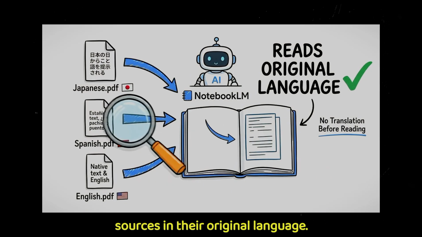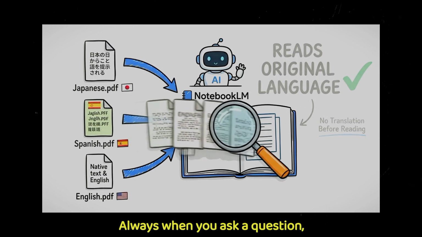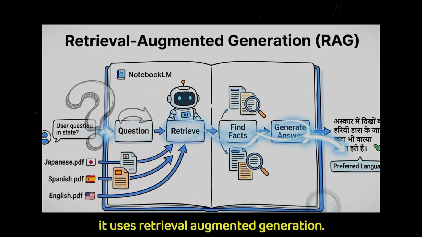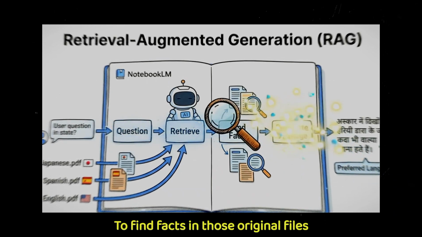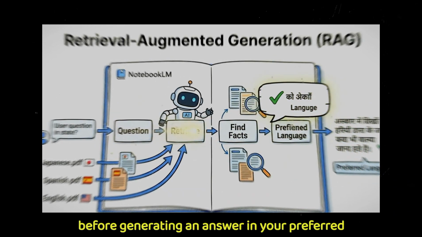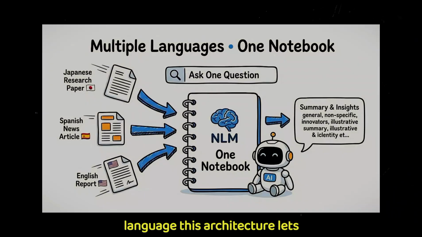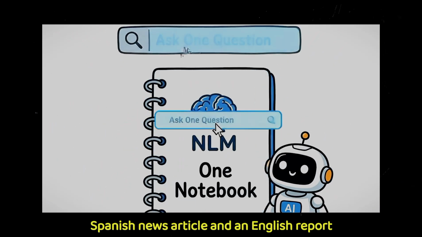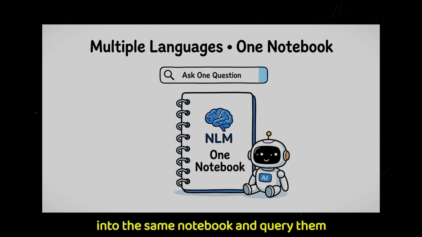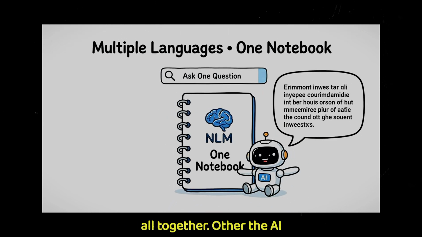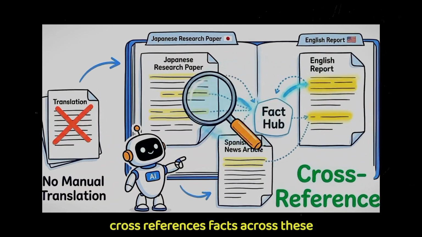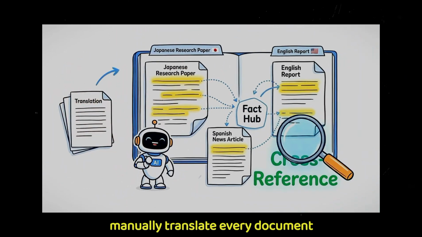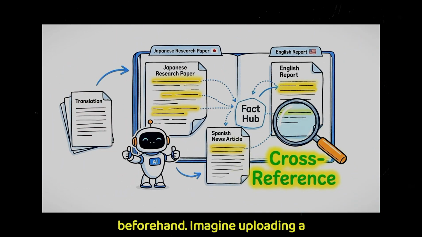NotebookLM reads your sources in their original language, always. When you ask a question, it uses Retrieval-Augmented Generation to find facts in those original files before generating an answer in your preferred language. This architecture lets you drop a Japanese research paper, a Spanish news article, and an English report into the same notebook and query them all together. The AI cross-references facts across these languages without requiring you to manually translate every document beforehand.